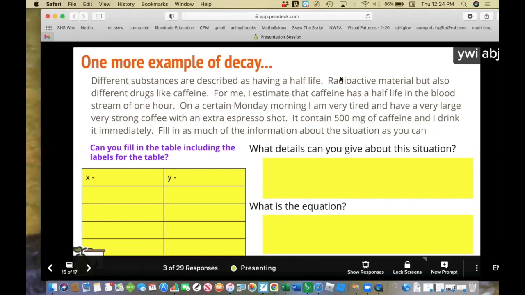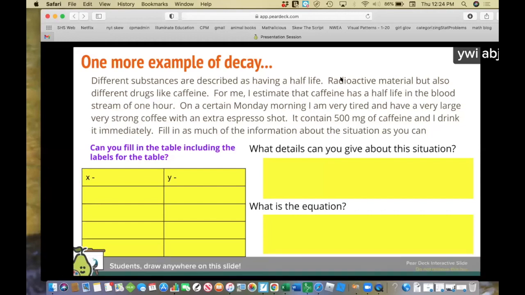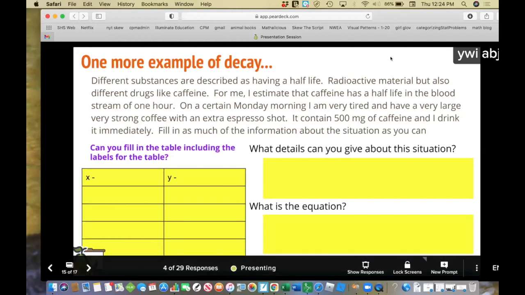All right, so we're doing one more example of decay. We've done lots of growth and we're gonna do a decay as we move on to your project. So different substances are described as having a half-life, and a half-life basically means that after whatever that time period is, half of the material is left.